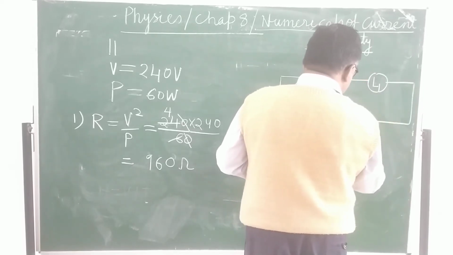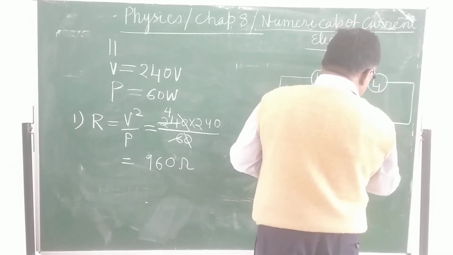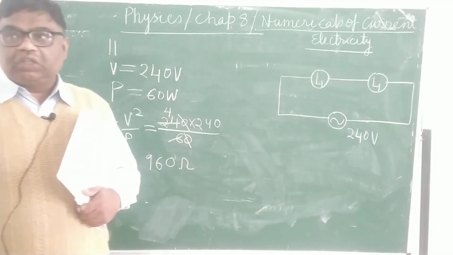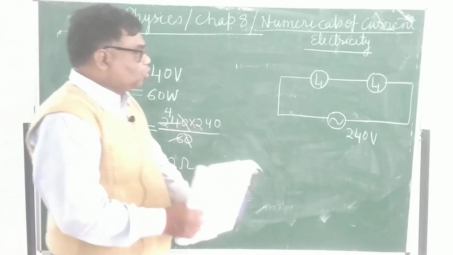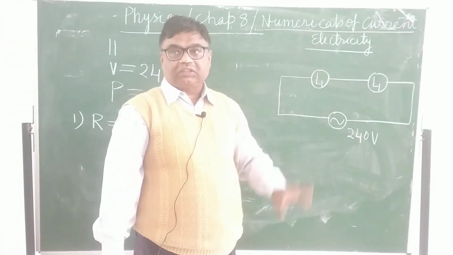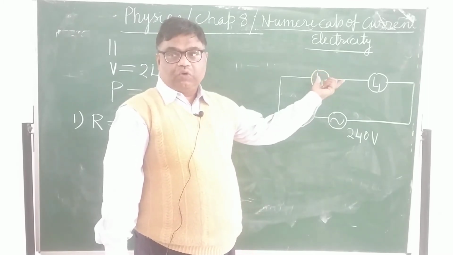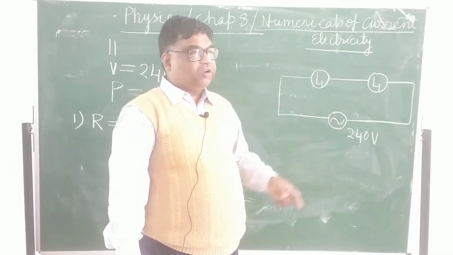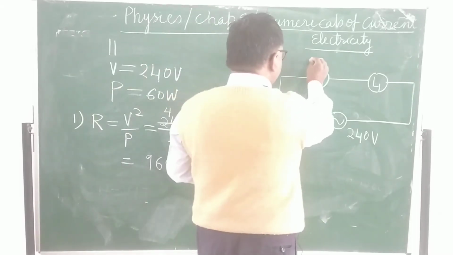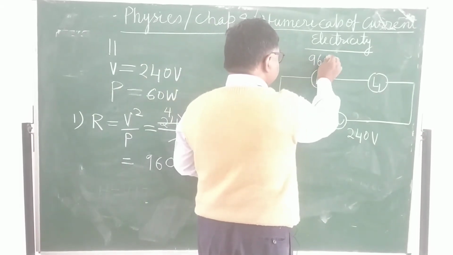240 volt. Now all of you see here. Since both the lamps are identical, what is the total voltage across them? 240 volt. So what will be the voltage across one? It will be 120 volt. What is the resistance? Resistance is given, 960 ohm.